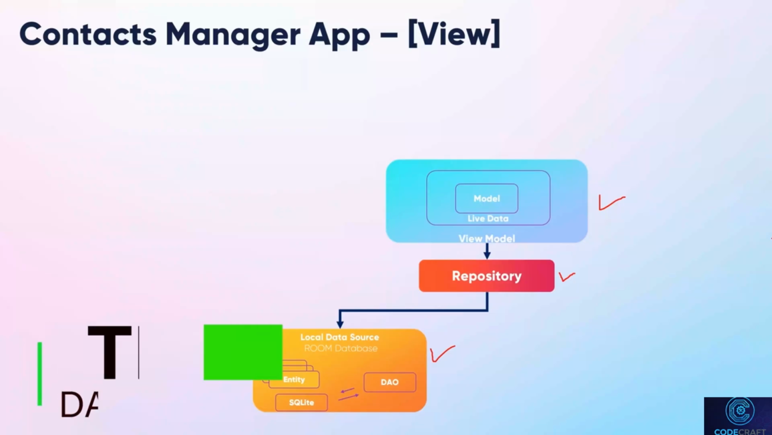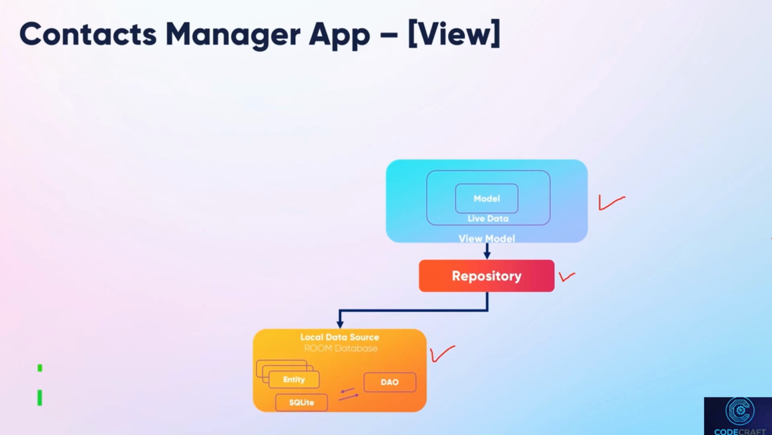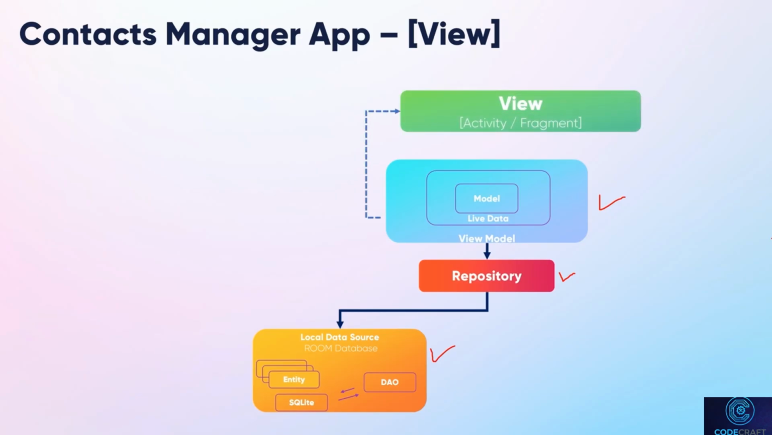We finished the room database, repository, and the view model. So we finished the model and the view model sections of the MVVM. Now let's move to create our view. The view represents the user interface of an application.